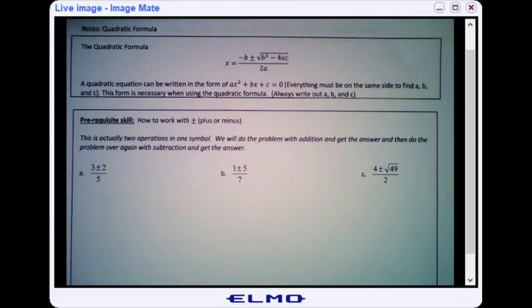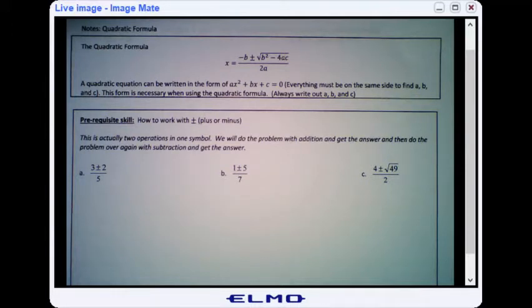Today we're going to finally talk about the quadratic formula. Our quadratic formula is x equals negative b plus or minus the square root of b squared minus 4ac, all over 2a. To figure out the a, b, and c for this, you have to have your quadratic equation in standard form. So ax squared plus bx plus c equals 0.